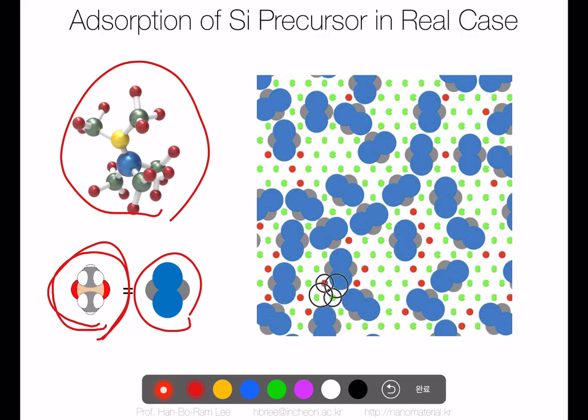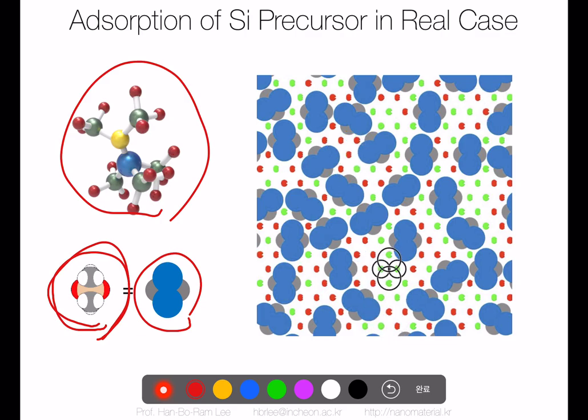The green dot is the theoretical adsorption site of the silicon surface, and this precursor is trying to adsorb on the surface, but not all of the adsorption sites are occupied by the silicon precursor due to the steric hindrance. So after the full exposure, the coverage is around 50%. It's a very interesting region.